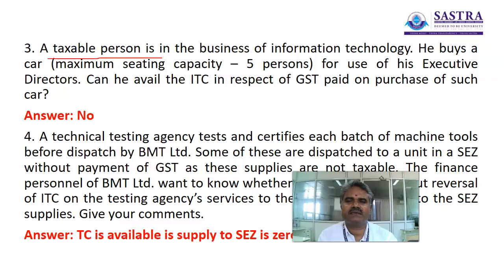A taxable person is in the business of information technology. He buys a car with maximum seating capacity of 5, for use by the executive director. No, it cannot be covered. Although it is a 5-seater, it is used only for employees. Only the executive director is going to travel. So no ITC here.